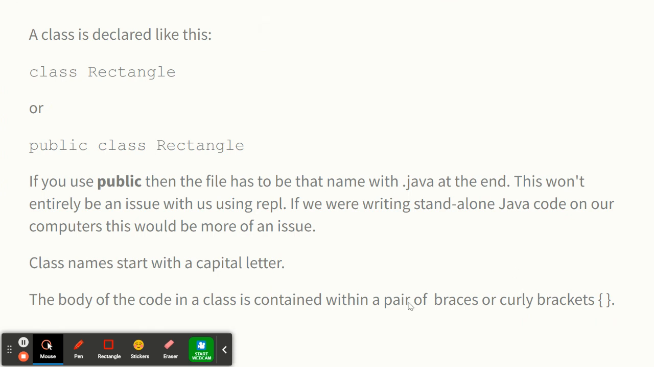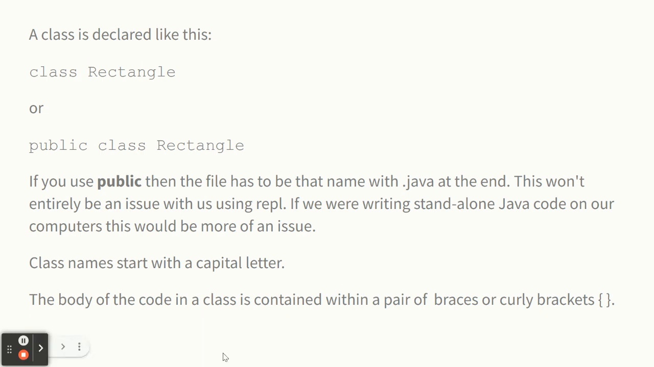Everybody, a class is declared like this. You say class Rectangle, or you might often see it public class Rectangle. If you use public, then the file that the class is stored in has to be called that name with .java at the end. This doesn't always work for us in Repl because we're in a class called Main. Lots of times, like when I've given you Frog assignments, the Frog class is just sitting below the main method, I mean, the Main class.